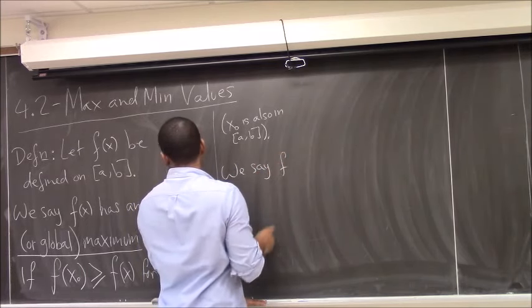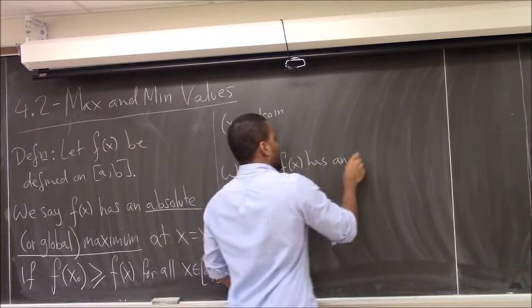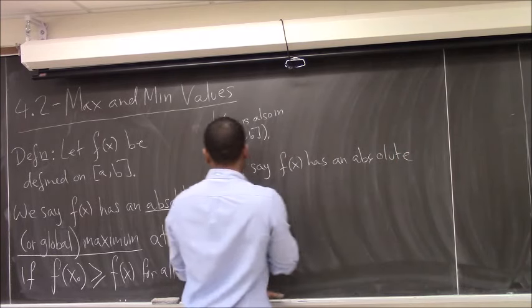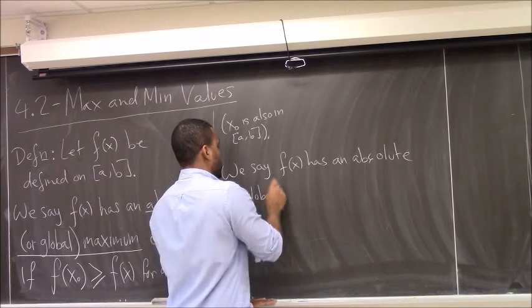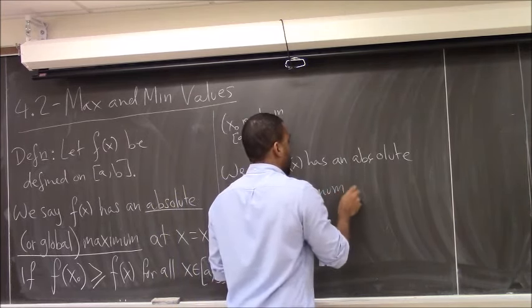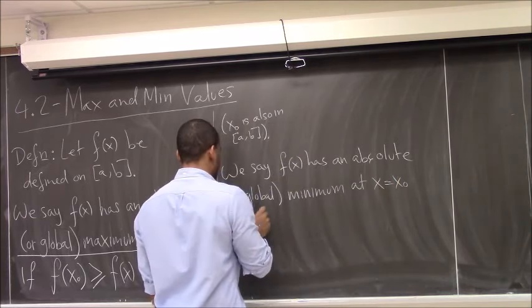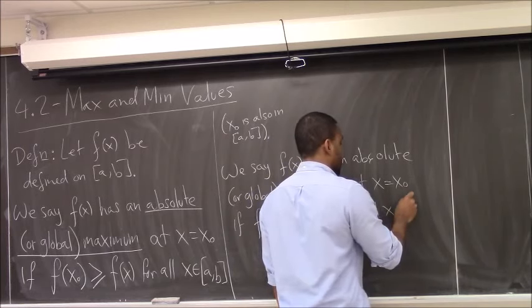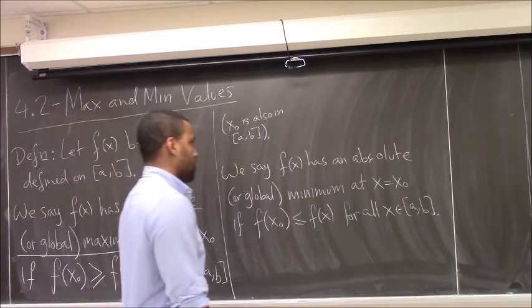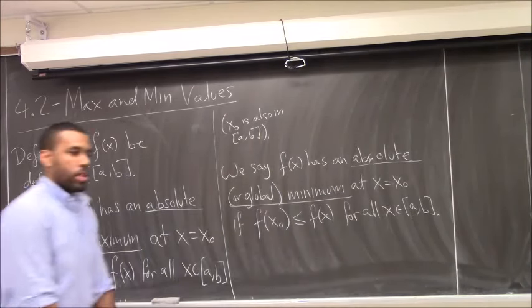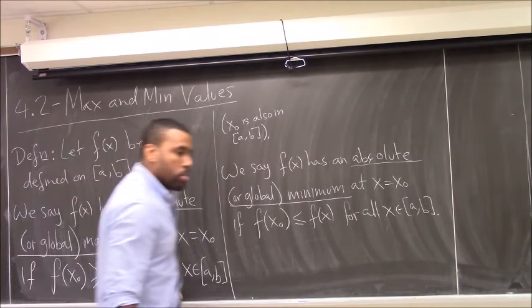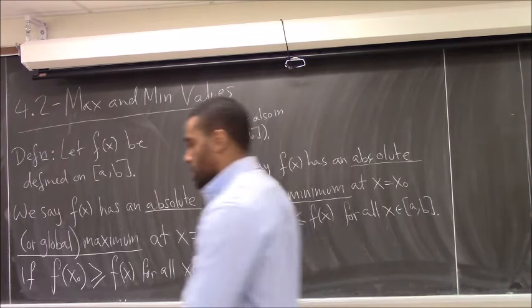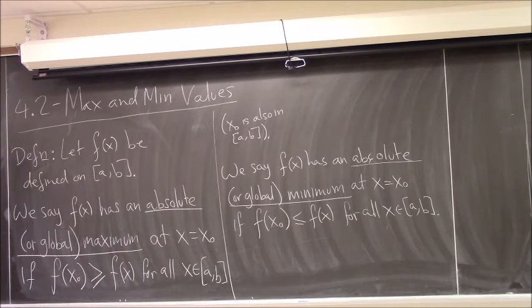We say f of x has an absolute or global minimum at x equals x naught if f of x naught is less than or equal to f of x for all x in this interval. So I just defined the phrases absolute maximum and absolute minimum. These will be contrasted with two other phrases, which we call relative maximums or local maximums. I'll write down the other two definitions, and then I'll illustrate with some pictures what the difference between the two is.